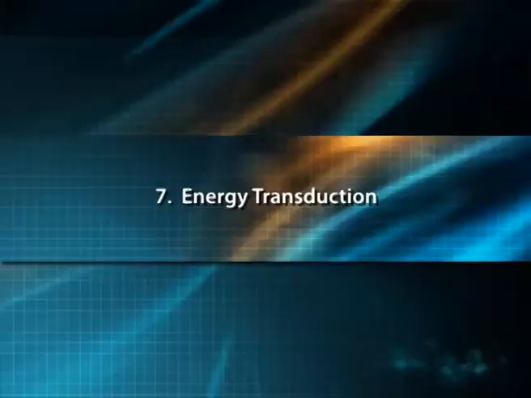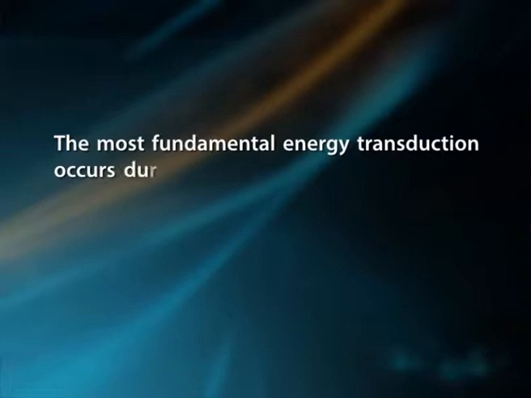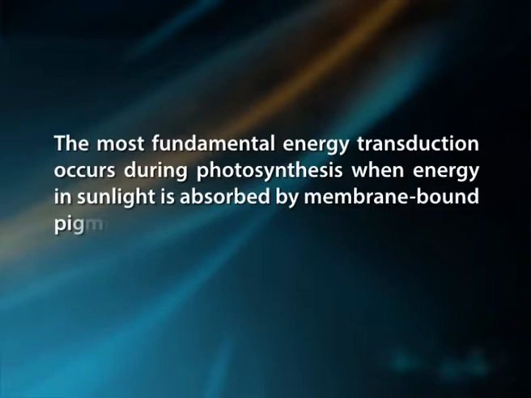Intercellular interaction. The plasma membrane allows cells to recognize and signal one another, to adhere when appropriate, and to exchange materials and information. Energy transduction. Membranes are intimately involved in the process by which one type of energy is converted to another type, that is, energy transduction. The most fundamental energy transduction occurs during photosynthesis when energy in sunlight is absorbed by membrane-bound pigments, converted into chemical energy and stored in carbohydrates. Membranes are also involved in the transfer of chemical energy from carbohydrates and fats to ATP.